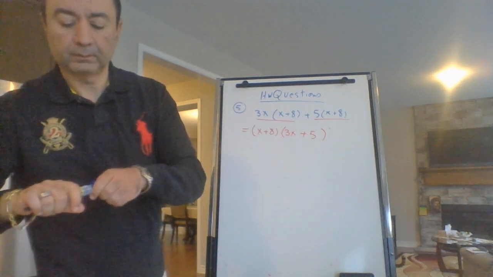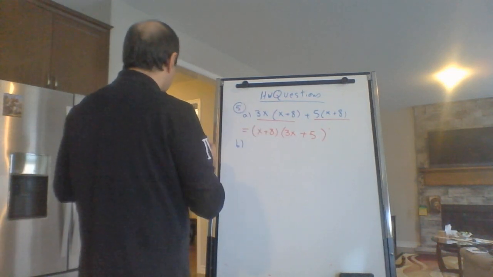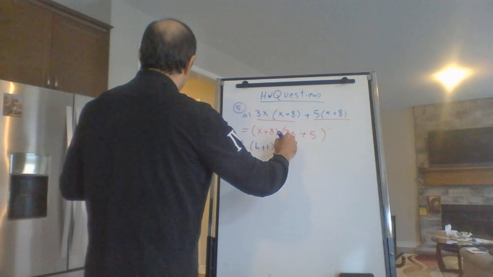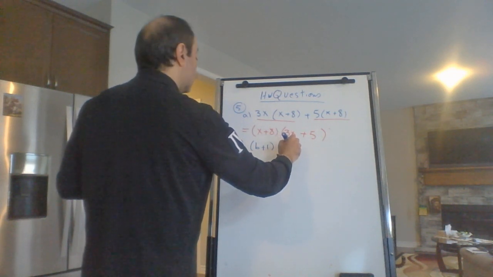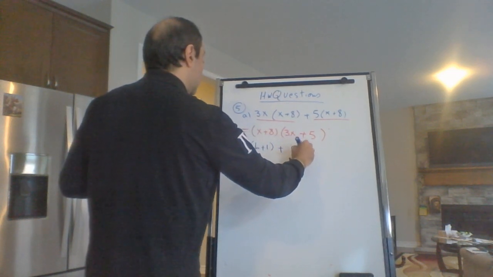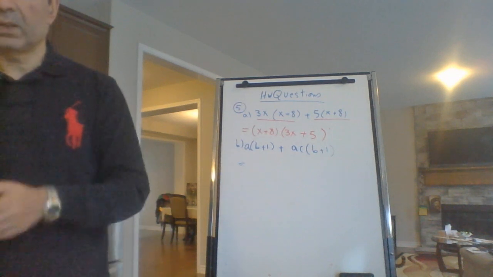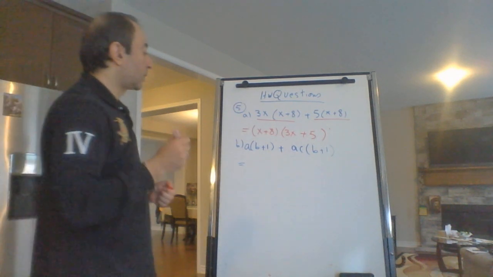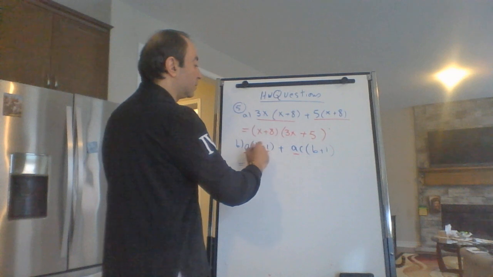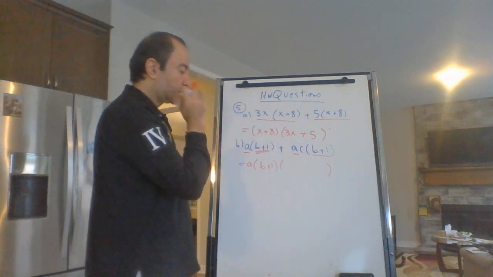Question B. It says ab plus 1 plus ac b plus 1. We need to factor this. So when I look at this, I try also to spot the common factors. I see that a is common, so it will be factored out. I see that b plus 1 is also common, so I will factor this out. Now I want to determine what will be left inside.